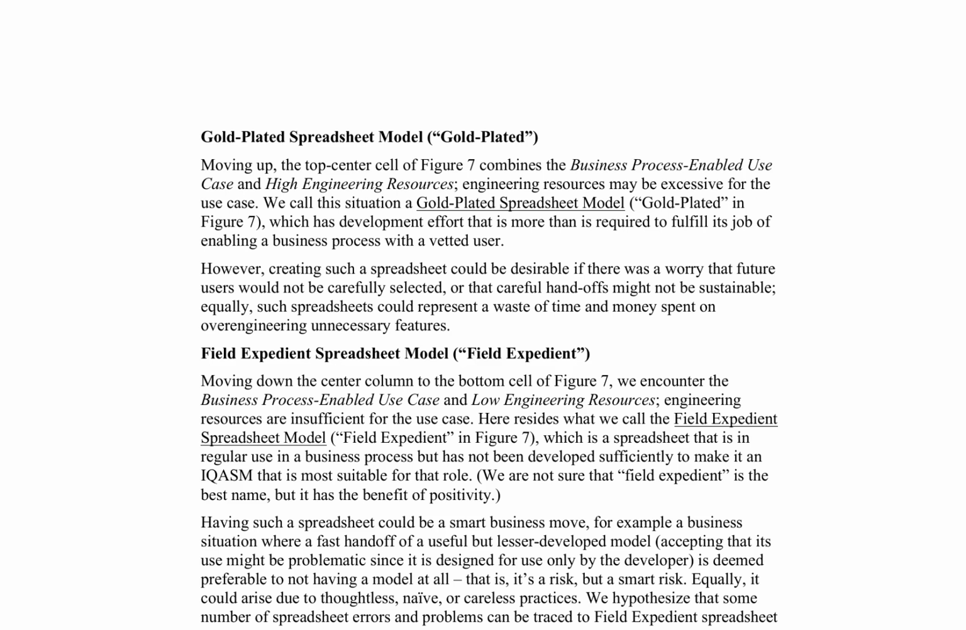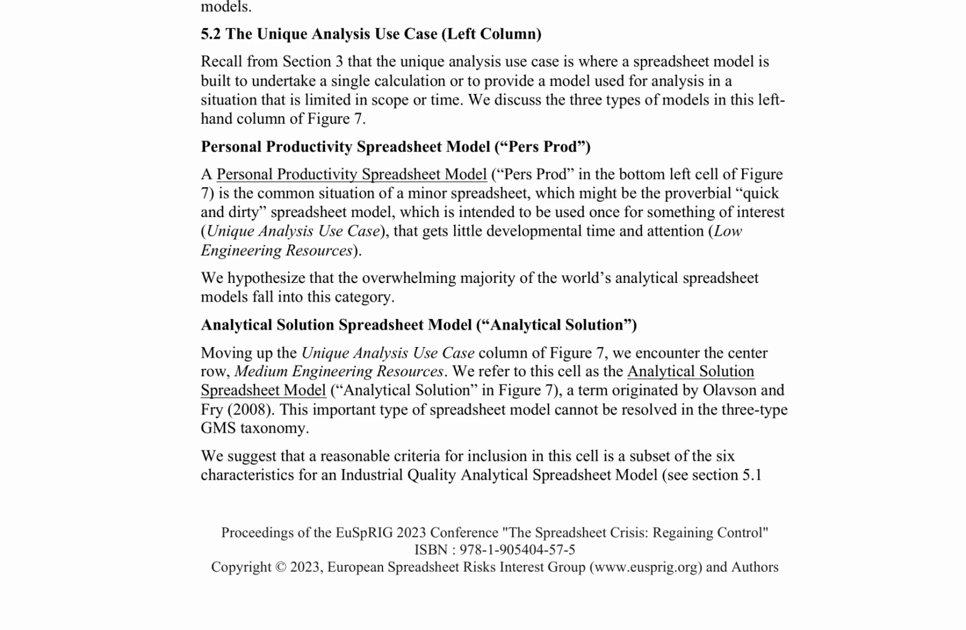The authors introduce the concept of a gold-plated spreadsheet model, combining a business process-enabled use case with high engineering resources. This scenario may be desirable in situations where future users are not carefully selected or handoffs might not be sustainable, but it can also represent a waste of time and money spent on over-engineering unnecessary features. In contrast, the field-expedient spreadsheet model is characterized by a business process-enabled use case with low engineering resources, resulting in a spreadsheet that is not sufficiently developed to make it an industrial quality analytical spreadsheet model, IQASM.